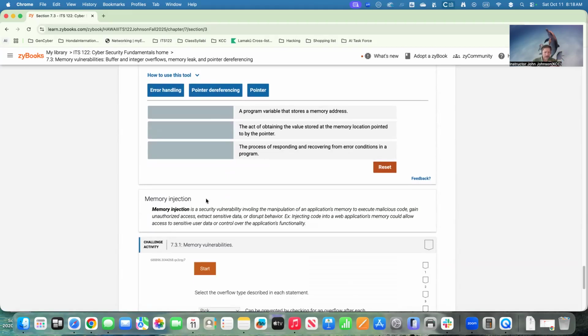Memory injection is something that's important, and the reason all this matters is memory injection. That's the security vulnerability that involves the manipulation of an application's memory to execute malicious code, gain unauthorized access, extract sensitive data, or disrupt behavior. The example they give is that injecting code into a web application's memory could allow access to sensitive user data or control over the application's functionality.